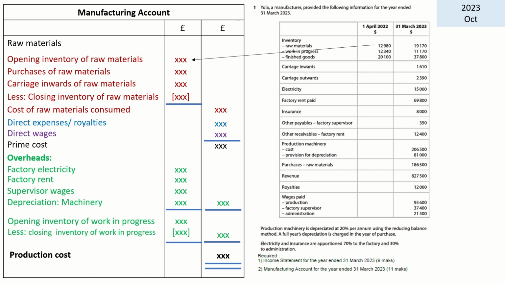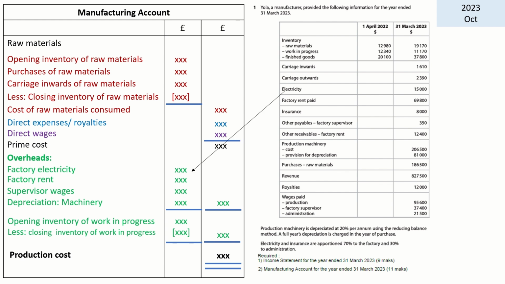As you can see here, opening inventory of raw materials should be 12,980. Purchases of raw materials 186,500. Carriage inwards 1,610. Closing inventory of raw materials 19,170. Royalties 12,000. Direct wages 95,600 because it's clearly stated there wages paid for production.